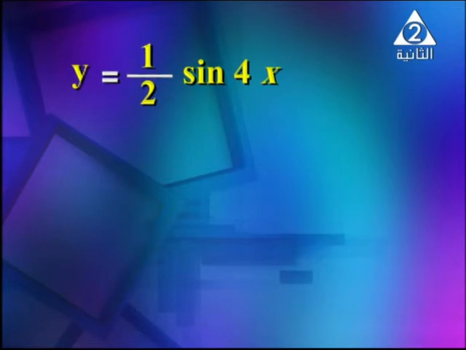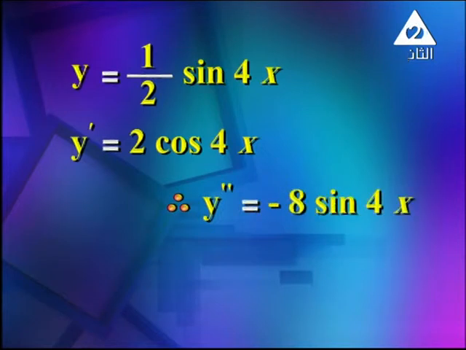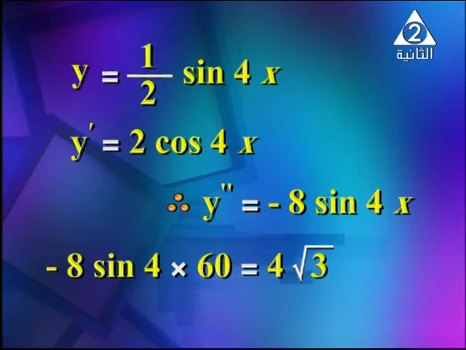Then y dash equals what? Yes, student: 4 times half cosine 4x. Then y double dash, or second derivative, is 4 times 2 equals 8. What is the derivative of cosine? Negative sine 4x. By substitution of x equals 60, the answer is 4 root 3.